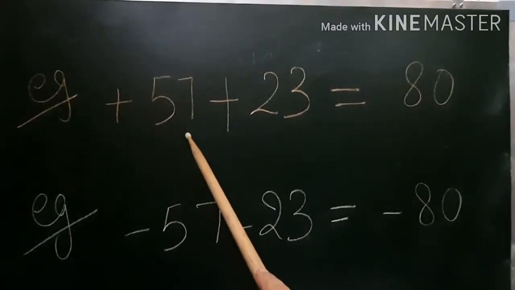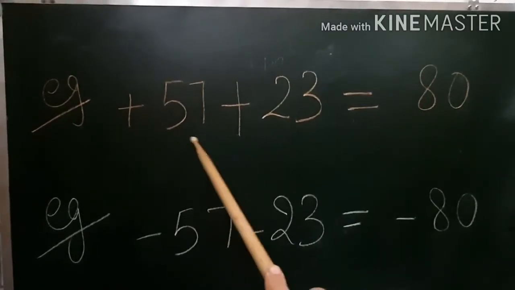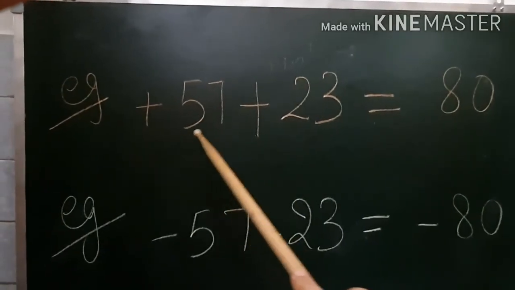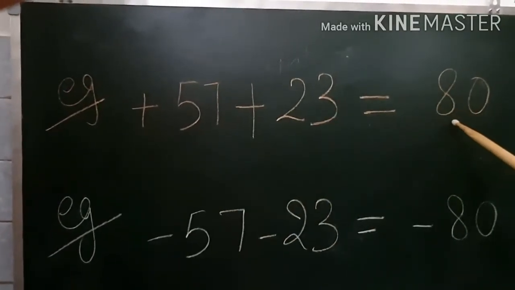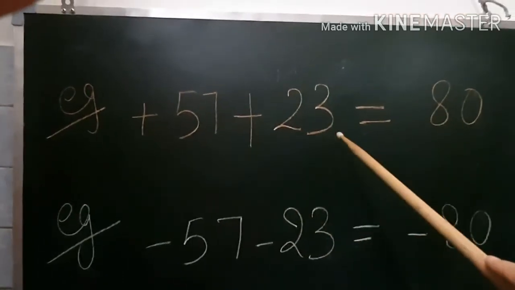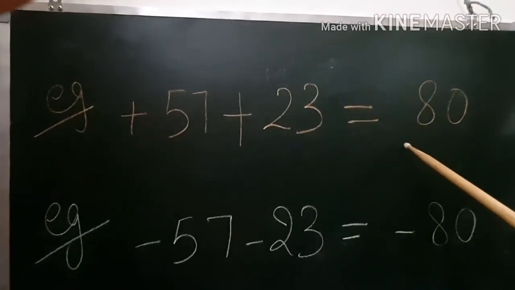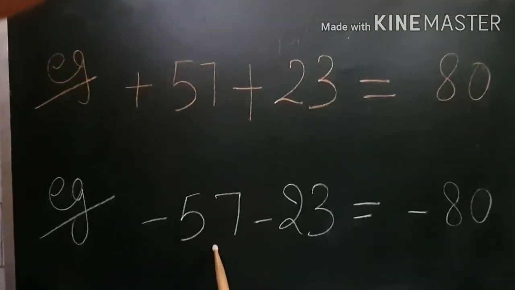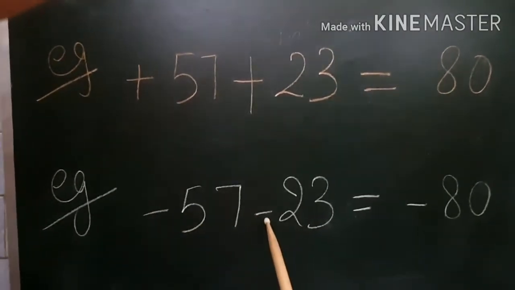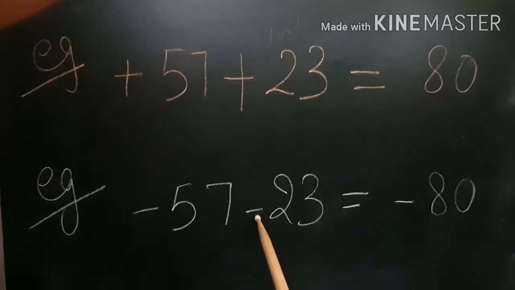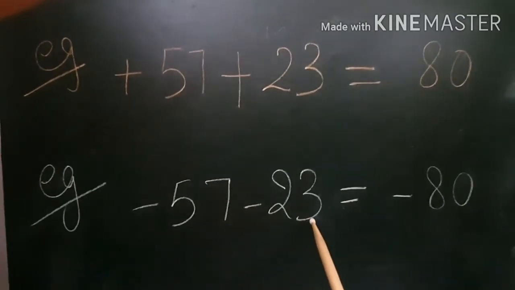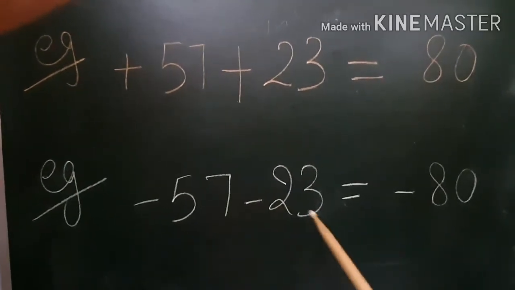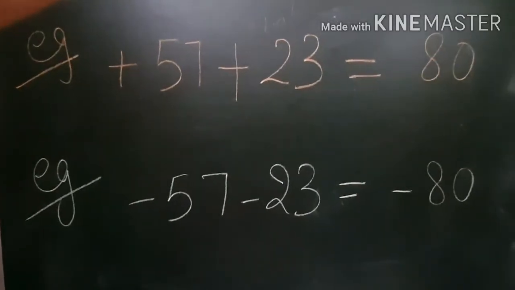Now let's have a look at another example in which I take both positive integers. As I said, when integers are both of the same sign, then we use addition. So we simply add these two numbers and as it is a positive integer, the answer will be positive. Now I take another example in which again they both have the same sign but negative. But we did addition and put the sign of negative because 57 is greater than 23 and its sign is negative.